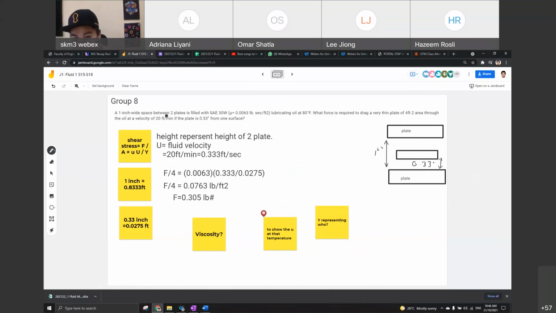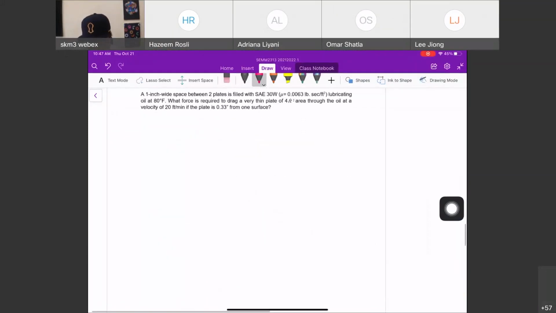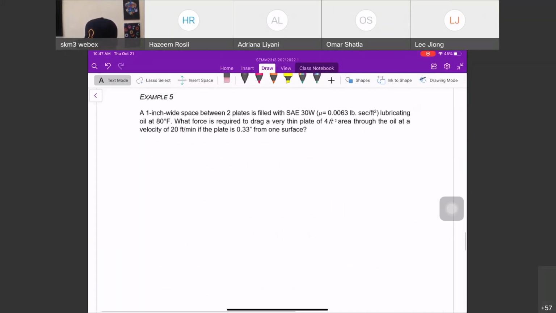1 inch wide space between two plates. So we have two plates. Let me draw it for you. Basically, the first part, you need to understand the question. It looks simple, but you need to figure it out and understand. Please listen carefully. This is a 1 inch space between two plates, so that means you have two plates, top and bottom.